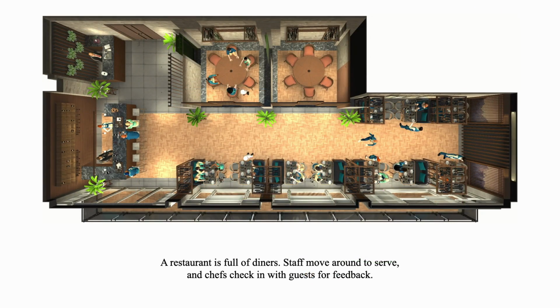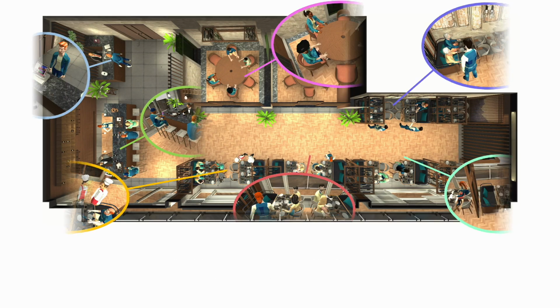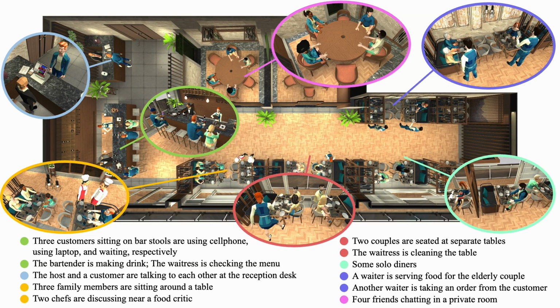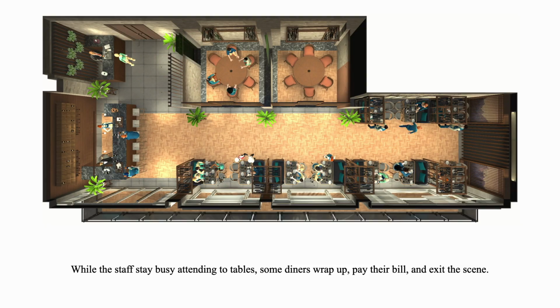A restaurant is full of diners. Staff move around to serve, and chefs check in with guests for feedback. While the staff stay busy attending to tables, some diners wrap up, pay their bill, and exit the scene.